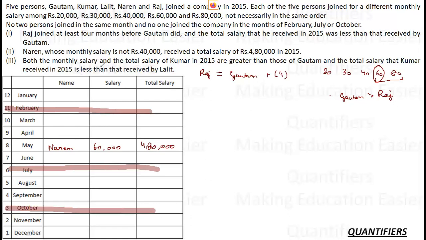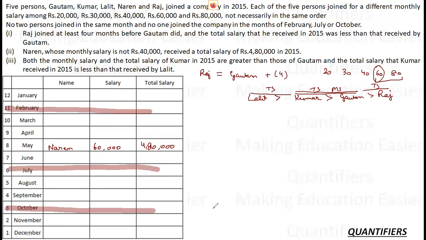Now, what else is given? Both the monthly salary and the total salary of Kumar in 2015 are greater than those of Gautam. So Kumar की total और monthly दोनों salary ही Gautam से ज़्यादा है, ठीक है, total as well as monthly salary. यहाँ पे सिर्फ total salary की बात थी, okay. And the total salary of Kumar is less than Lalit. So Lalit की जो total salary है वो कुमार से ज़्यादा है, ठीक है.